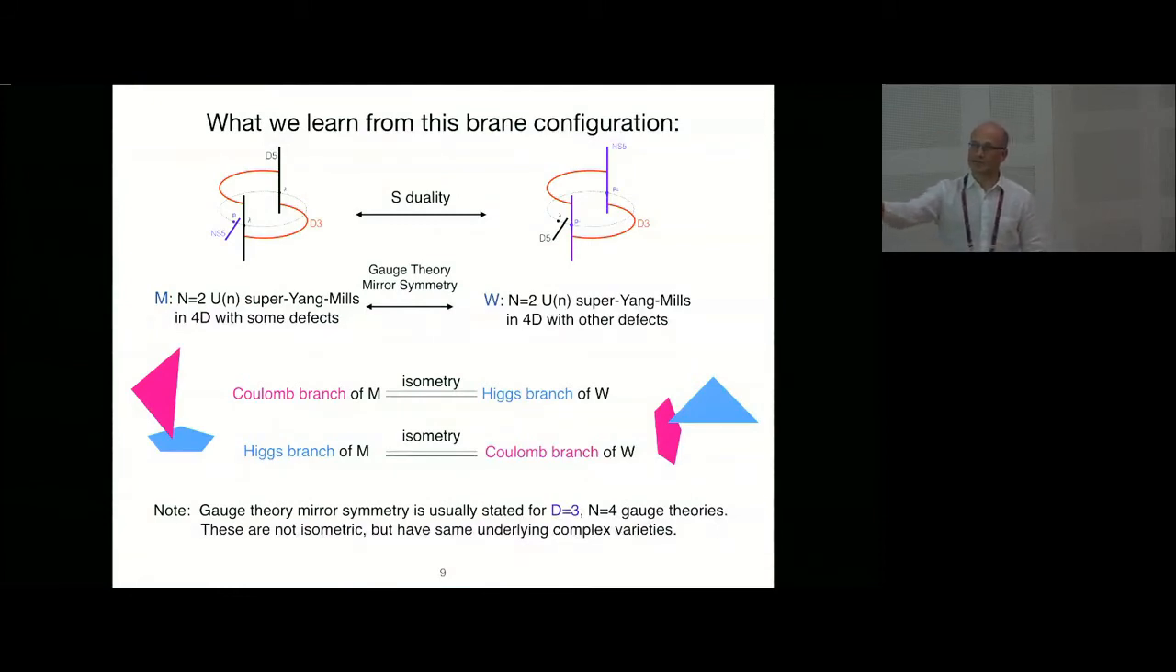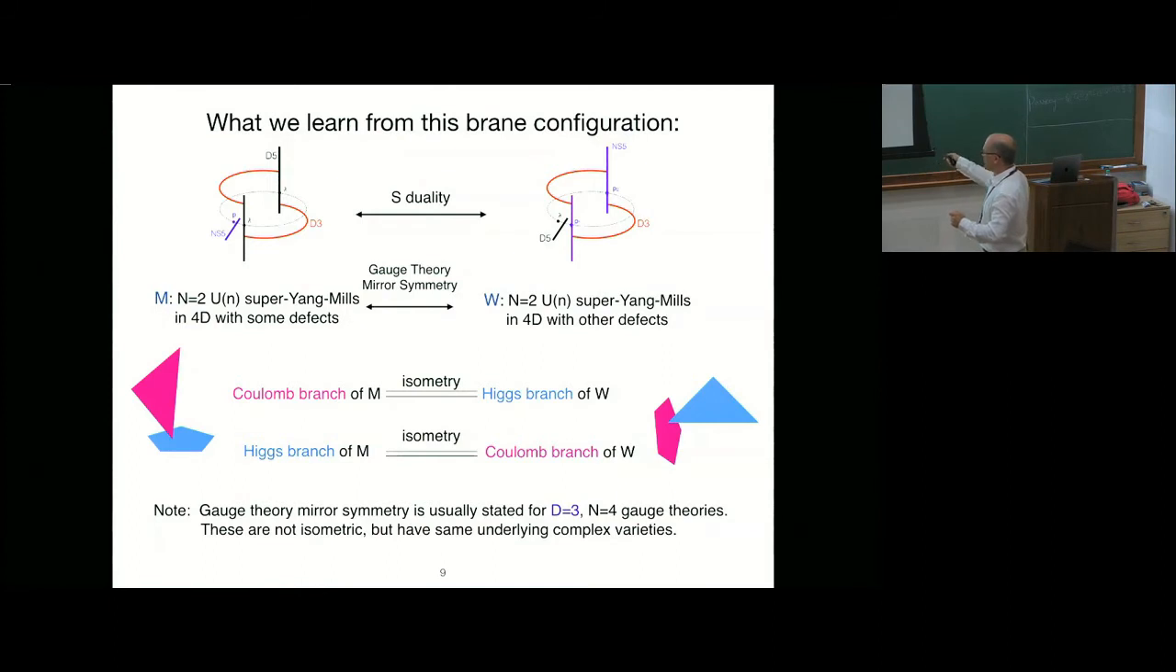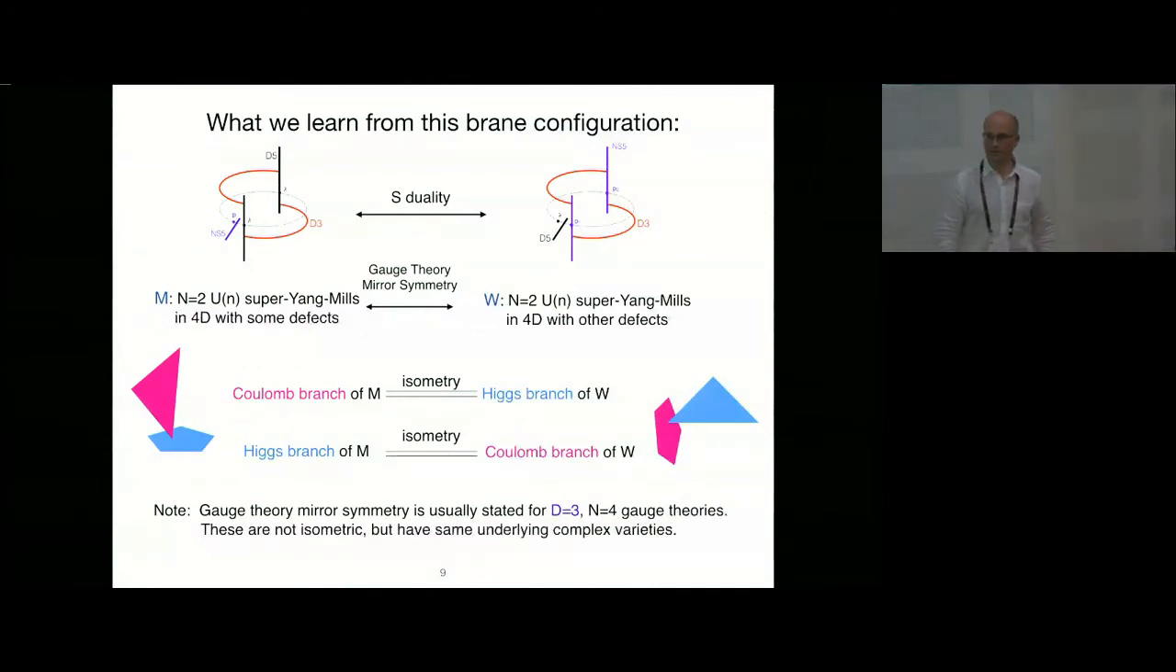This gauge theory mirror symmetry is often stated for three-dimensional theories and not four-dimensional theories, in which case the statement is that this Coulomb branch is the same complex variety as the Higgs branch, but they have entirely different metrics. If you like, one is Taub-NUT and the other one is R4, or analogous statements in higher dimensions. But in this case, it's exact isometry. So again, in 3 dimensions, gauge theory mirror symmetry is not an isometry. It changes moduli spaces.